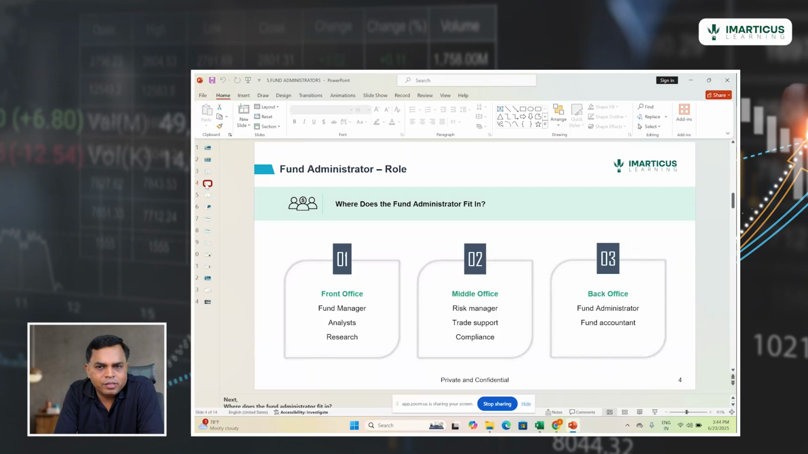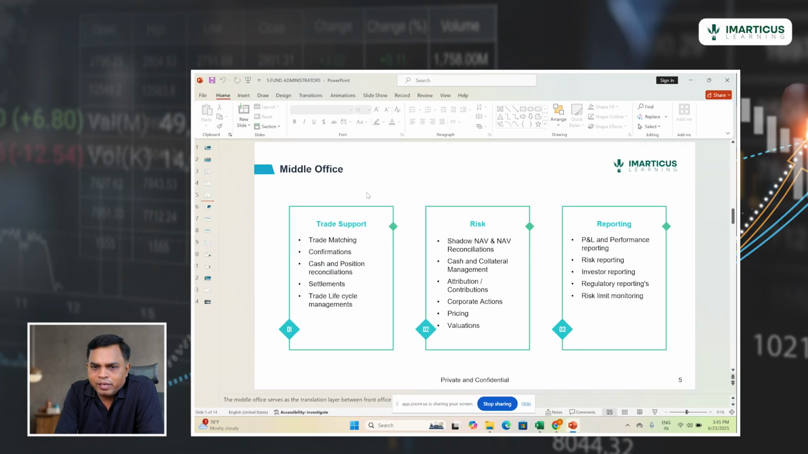Then we have a middle office. The middle office basically takes care of compliance, and they take care of profit and loss reporting, etc. And we have a back office. Now, in the back office, they do the day-to-day operations of the fund, such as managing investments, reconciliations, reporting, etc. The fund administrator comes as a part of the back office.